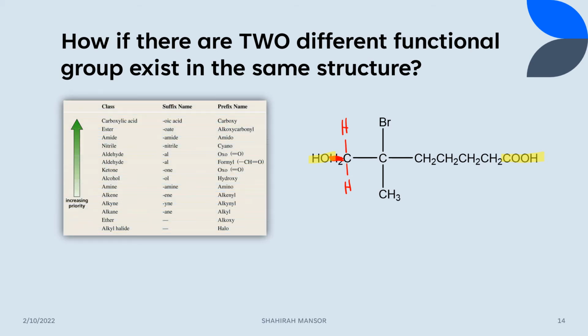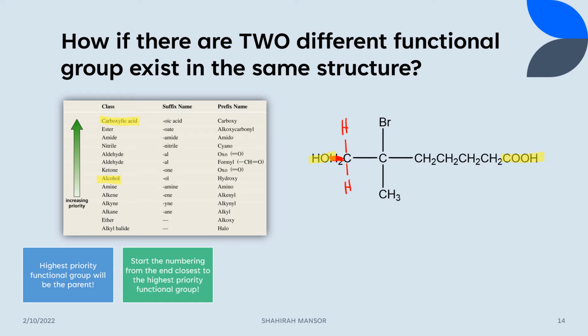So yang mana satu yang akan menjadi parent, refer kepada priority of this functional group. Okay, so yang paling atas ada carboxylic acid, alcohol ada dekat bawah. So of course carboxylic acid akan menjadi parent. So oleh itu, you have to start the numbering from the end that is closest to the important functional group lah. Okay, yang mempunyai highest priority sebagai functional group tersebut. Okay, so di sini numbering akan bermula daripada carbon of the carboxylic acid. Okay, ini carbon number 1, 2, 3, 4, 5, 6 dan 7.